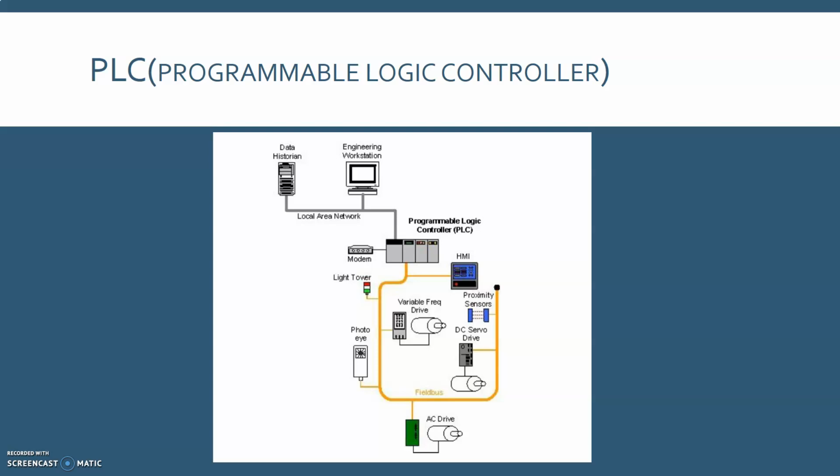A manufacturing process is being performed by a PLC over a field bus network. The PLC is accessible via a programming interface located on an engineering workstation, and data is stored in a data historian, all connected to a LAN.